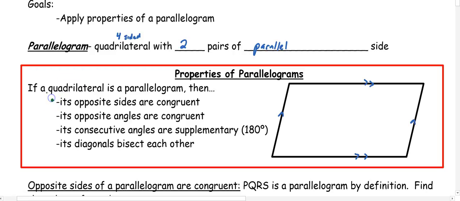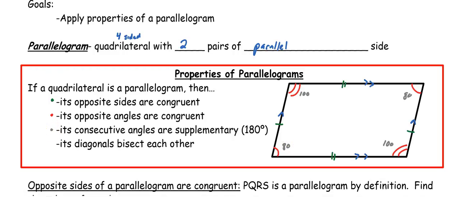One property is that the opposite sides are congruent. So the sides that are opposite of each other are both parallel and congruent. The opposite angles are congruent. So the angles that are in the opposite corners are congruent to each other. The consecutive angles are supplementary. So for example, if this angle was 100 and this angle was 100, the other two angles would have to be 80.